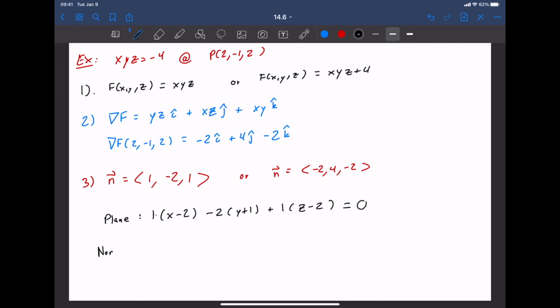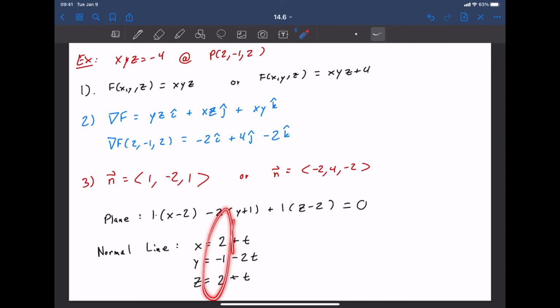And my normal line, I prefer the parametric one, so I'm going to do x equals 2 plus t, y equals negative 1 minus 2t, z equals 2 plus t. Where these numbers come from the point, and these numbers, the coefficients, come from the normal vector.